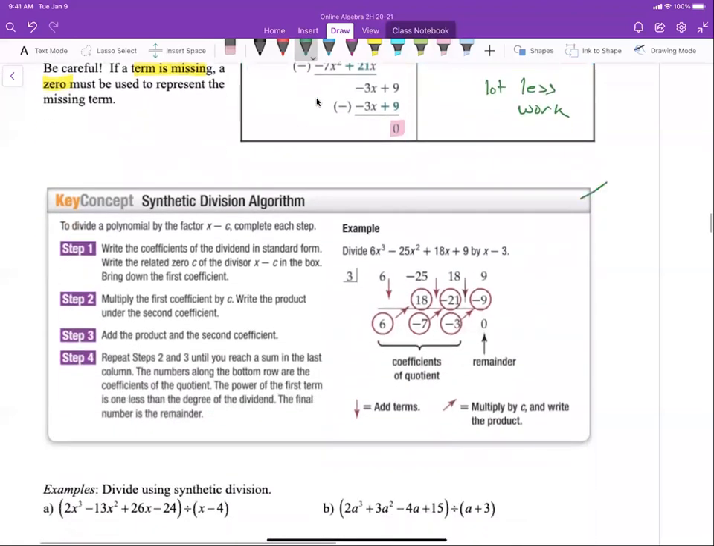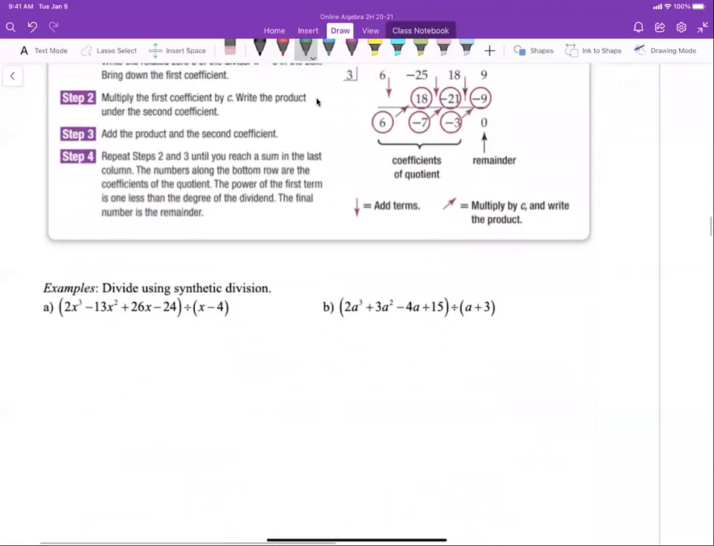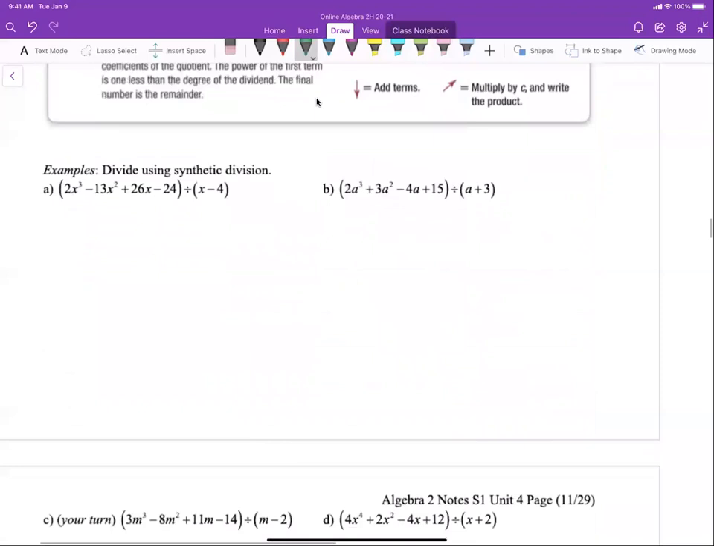This is a reference for you, and you can read through this if you need to review back. We're not going to step through it because I think once we work through our examples, it will make more sense. So let's do some examples.